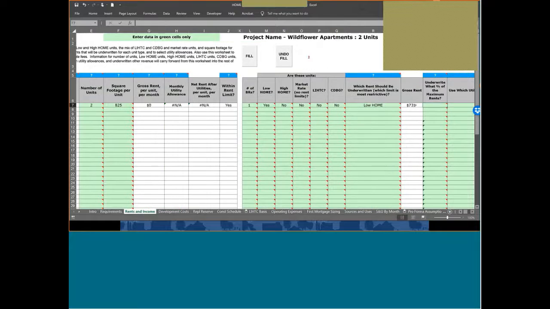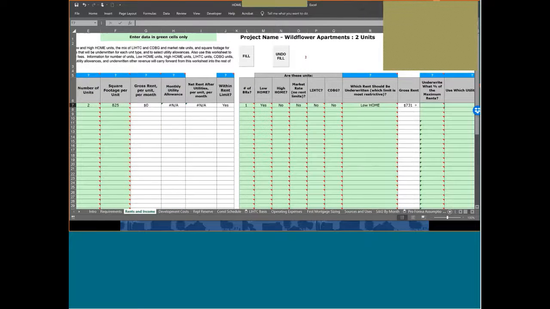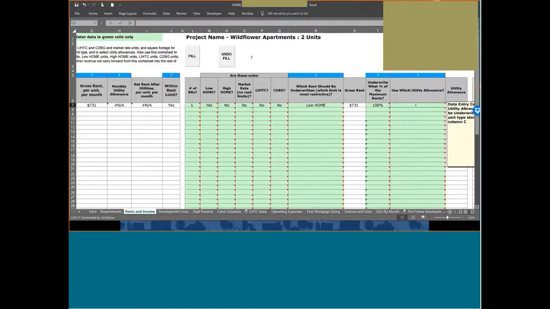And you see it starts to fill in some of our data. And here it asks what percentage of the maximum rents do we want to underwrite to? And we feel confident that these rents are achievable. We're not going to back off from them. And we're going to say 100%. And then it's going to ask us which utility allowance applies to these rents. And we are going to say the HOME utility allowance.